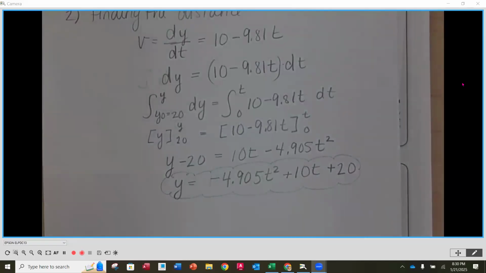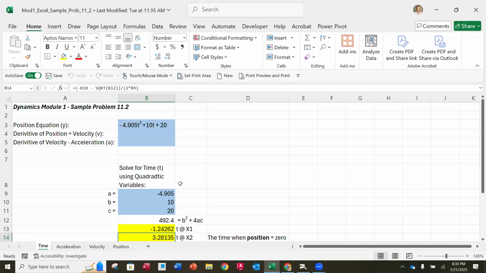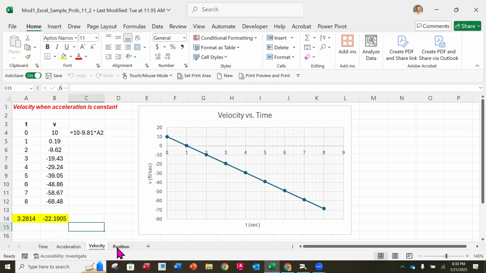Now, at this point, because it's asking me in part D, it wants us to create the charts for each one of those. So I'm going to go over to Excel and I'm going to do those right away since I have these equations. Okay. On my time right here, don't worry about that one right now. Just go to your velocity and position. Okay. Your velocity and your position.